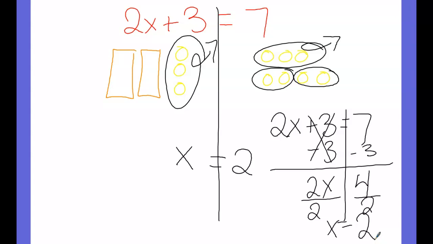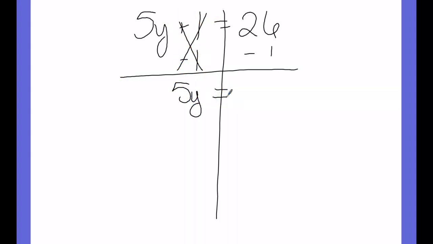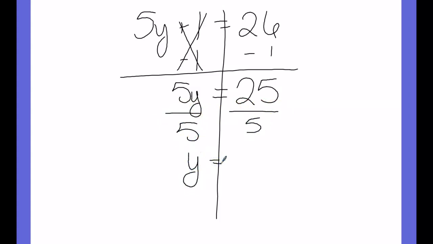So, if I had a problem like 5y plus 1 equals 26, what would you tell me to do first? Subtract 1, okay, or make my 0 pairs. That made a 0 pair. I have 5y on this side. What do I have on that side? 25. What would I do to finish? Divide by 5. So I get y equals 5.